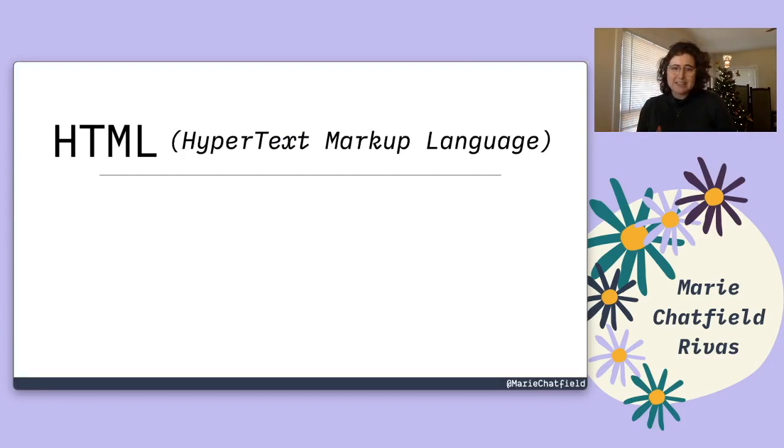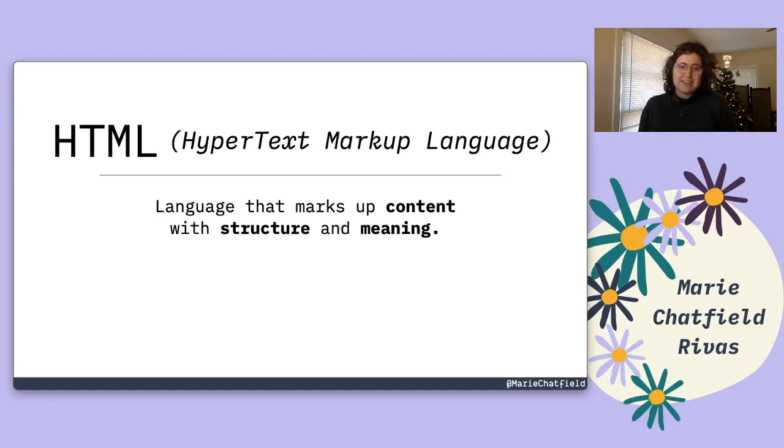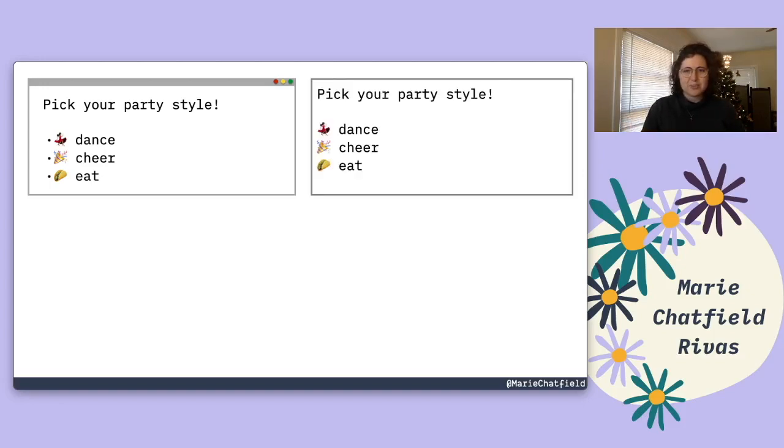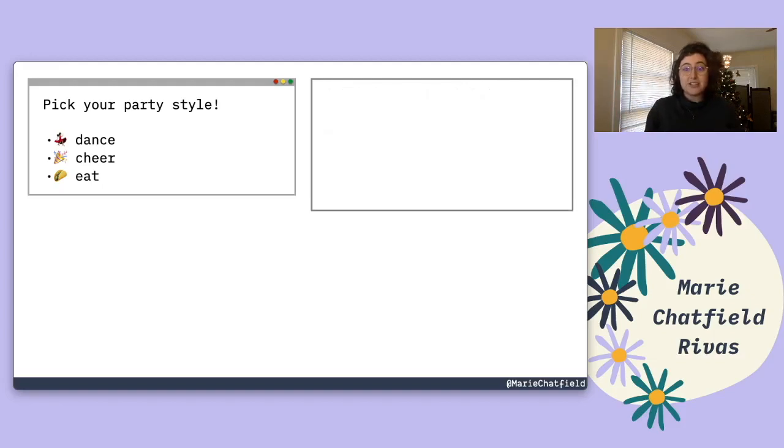In other words, Hypertext Markup Language. HTML is a text language that marks up content with structure and meaning. What I mean by that is, say for example, you know that the content that you care about is this text that says, pick your party style, and then a list of different types of parties that you might like to go to. Well, how would you communicate that to a browser? You could just put in a text file the actual text content that you want to display, but this really doesn't say anything. We know that we want a list, but there's nothing in this plain text that indicates that. That's where HTML comes into play.